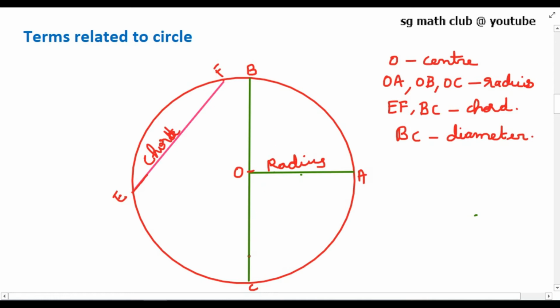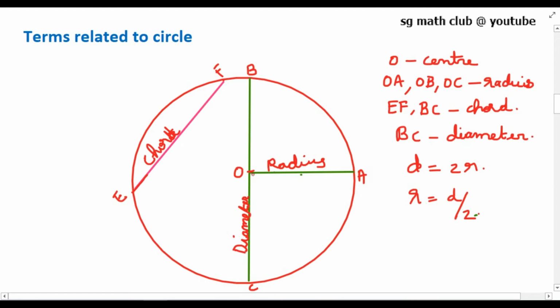BC is a chord of the circle because it joins any 2 points on the circle, and that chord which passes through the center of the circle has a special name, that is called the diameter. So BC is the diameter of the circle. Now the relationship between diameter and radius: diameter is twice the radius, or radius is half of diameter.